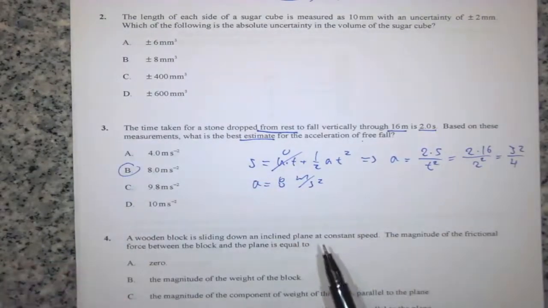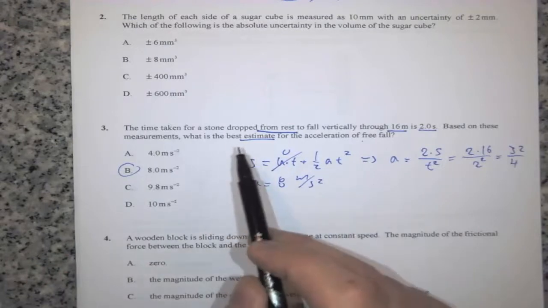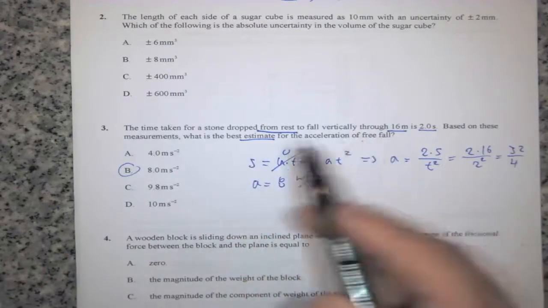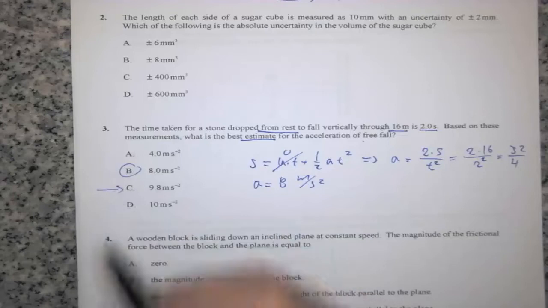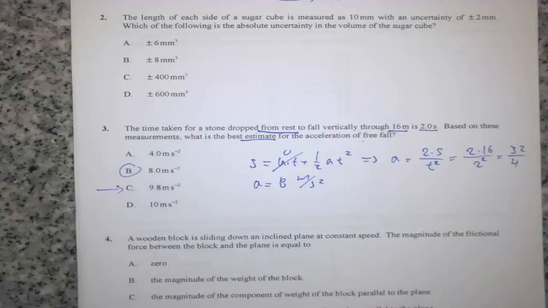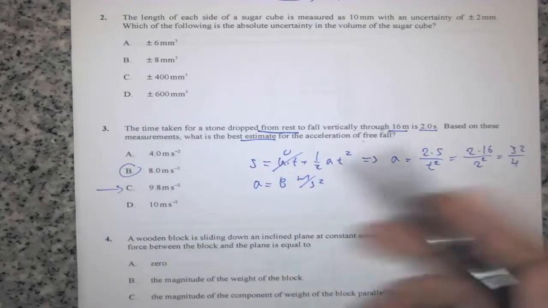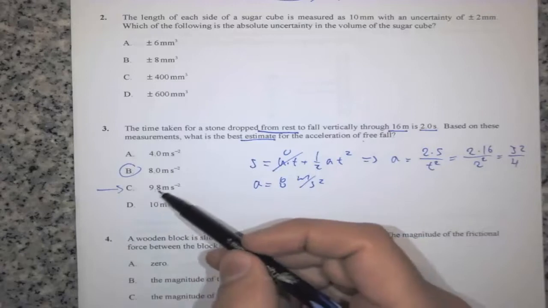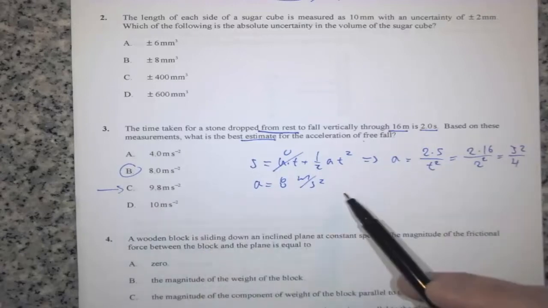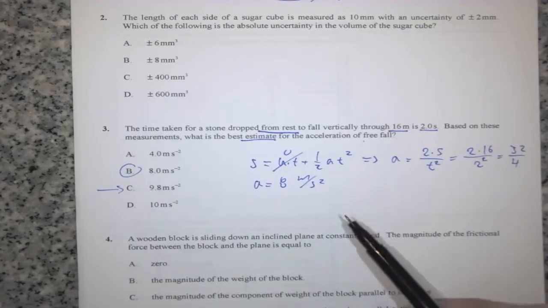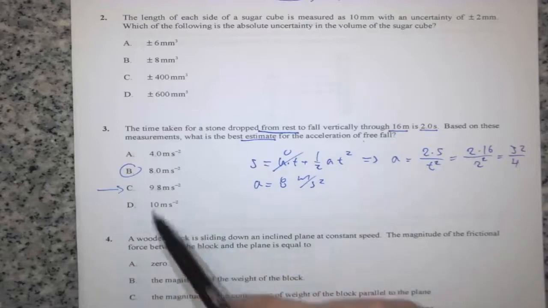Now, another problem here that we might face is that it says estimate the acceleration of free fall. And of course, everybody knows that the acceleration of free fall, the average one, is 9.8. So you can say, okay, this is what I have to do, so it's going to give me this number. Well, this is not the case. You have to do the calculations in order to be sure which one is the correct answer.